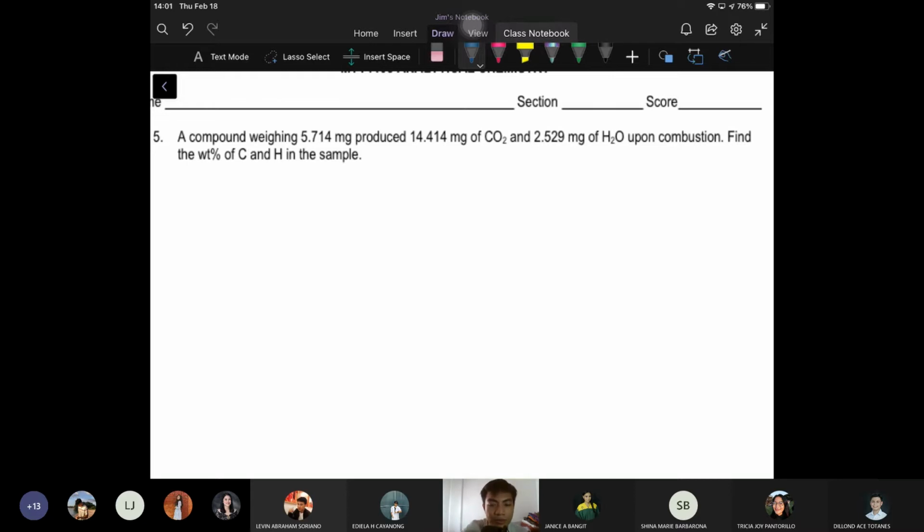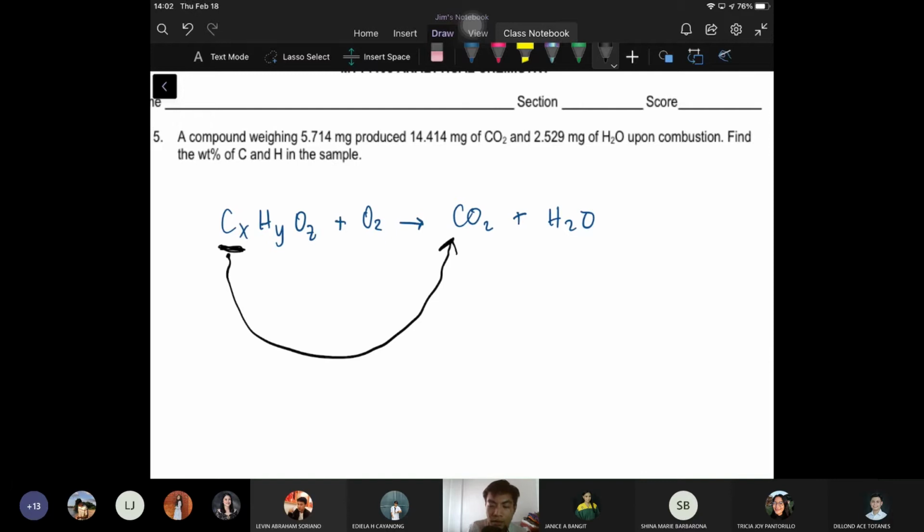Okay? So for example, you have your organic molecule CxHyOz plus oxygen gas that will produce carbon dioxide and water, certain moles of carbon dioxide and water. Okay? So, this is what will happen. All the carbon in your molecule will all be converted to CO2. All your hydrogens will be converted into H2O.